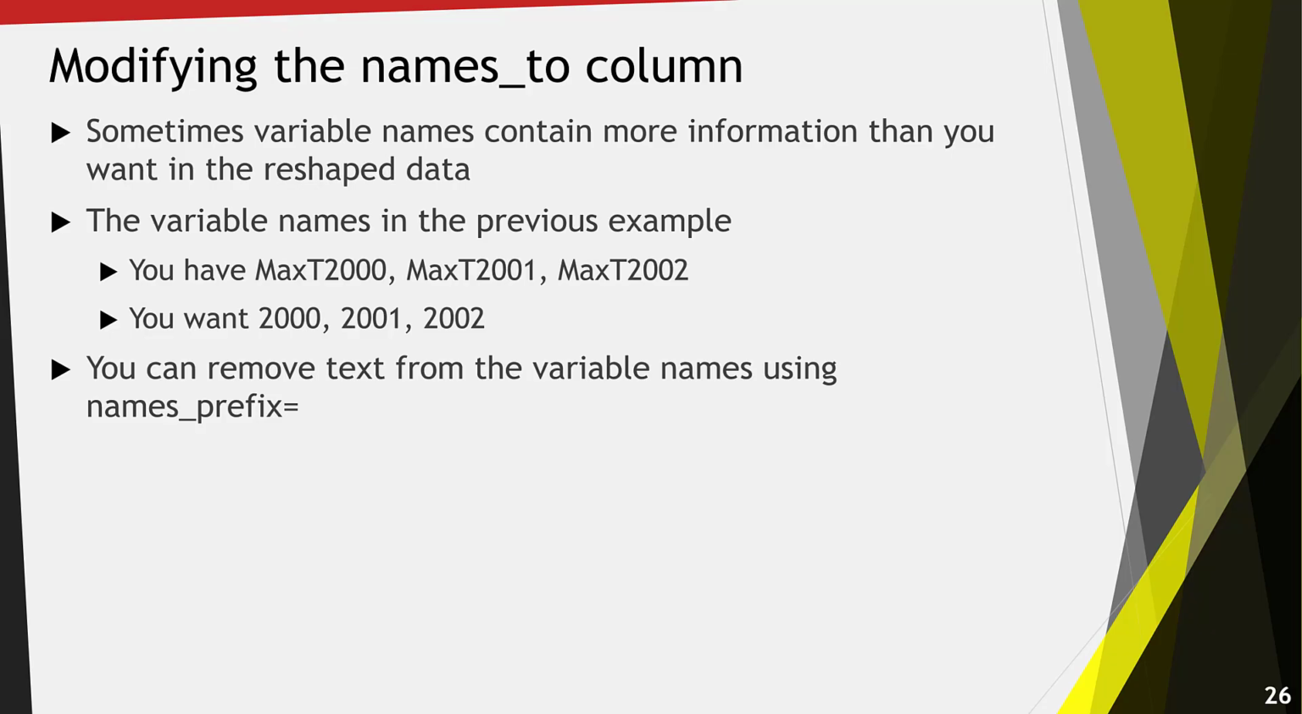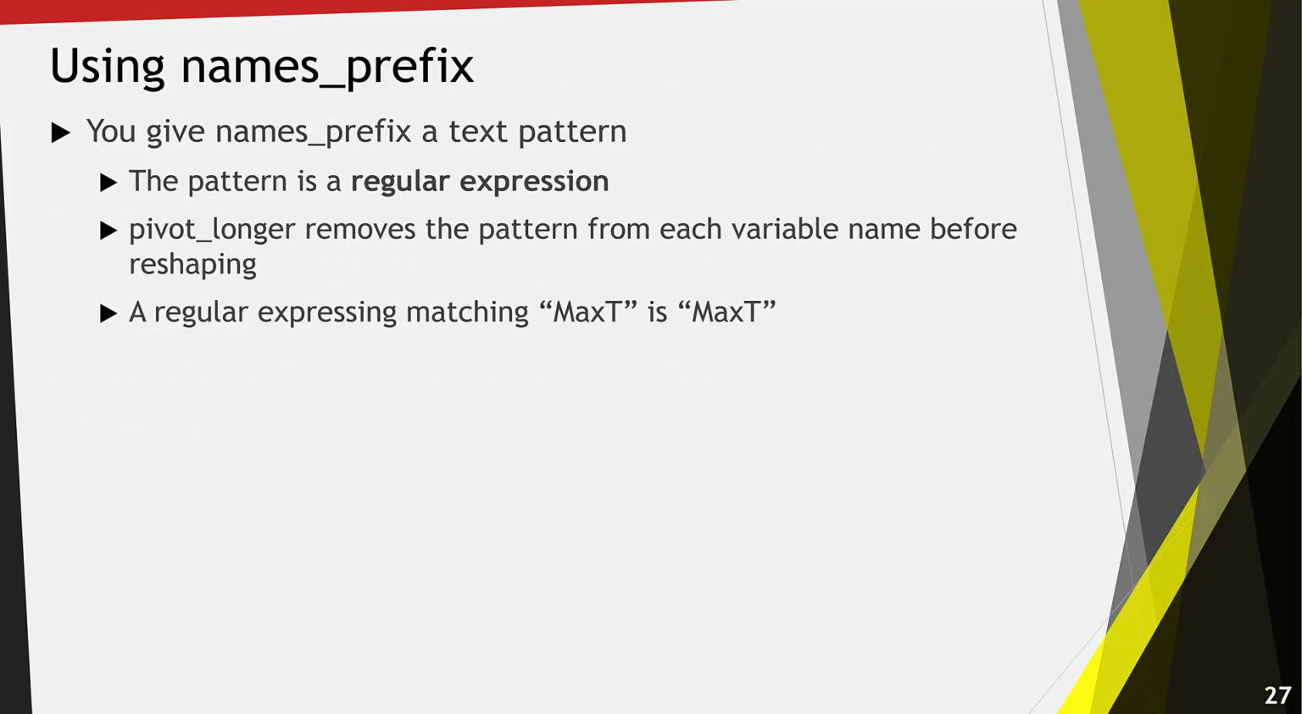The variable names, max t 2000, 2001, 2002, and so on, contain the year, but also additional pieces of text, that max t at the start. If you're analyzing data, you just want the year information, 2001, 2002, and so on. You can remove text from variable names using the names_prefix option. This is going to look for patterns of text at the start of your variable names and remove it as it reshapes your data.